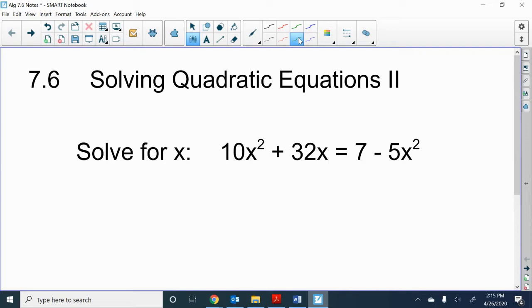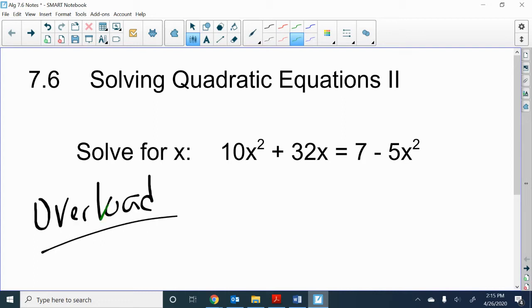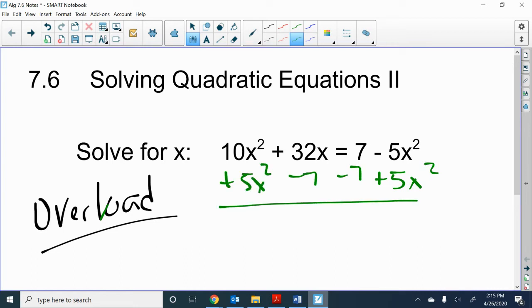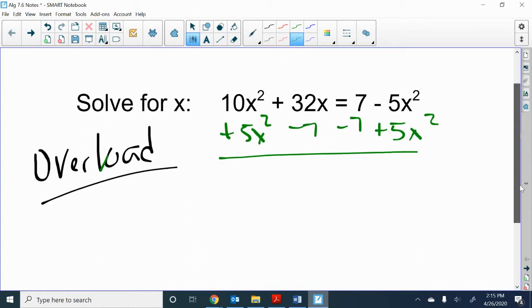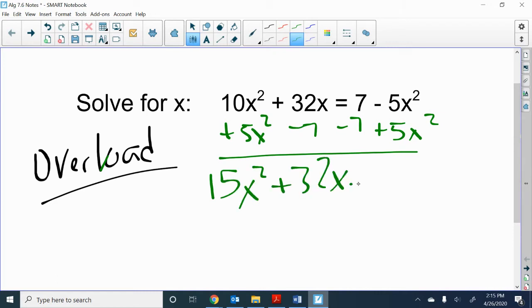Okay, so in this equation, we're told that 10x squared plus 32x is equal to 7 minus 5x squared. And just like we have in the past, our goal is to overload one side. So we're going to overload the left side here and set everything equal to 0. So that means I'm going to add 5x squared and subtract 7 from both sides. And the reason why I want to put it on the left is so that I have a positive leading coefficient. My positive coefficient is going to be 15 for the 15x squared. So 15x squared plus 32x minus 7 is equal to 0.